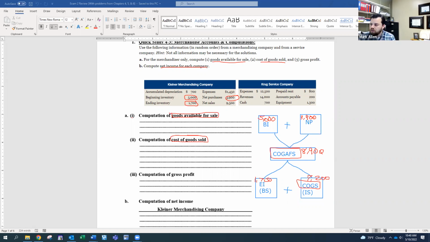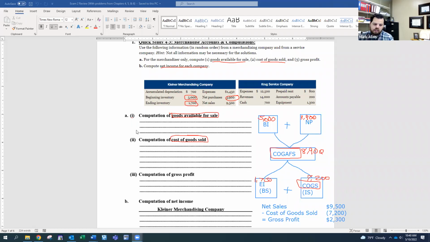Then for my gross profit, of course, we remember the formula for gross profit is just net sales minus cost of goods sold, and that equals gross profit. So in this case, we look and we see that our net sales were 9,500. We just computed our cost of goods sold as being 7,200. And so we know then our gross profit is that difference, $2,300. This is how easy this problem can be if you use the picture.